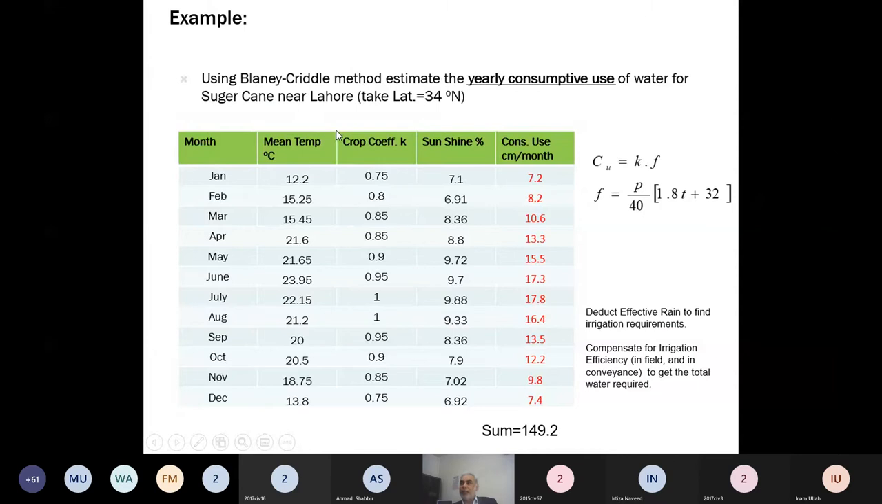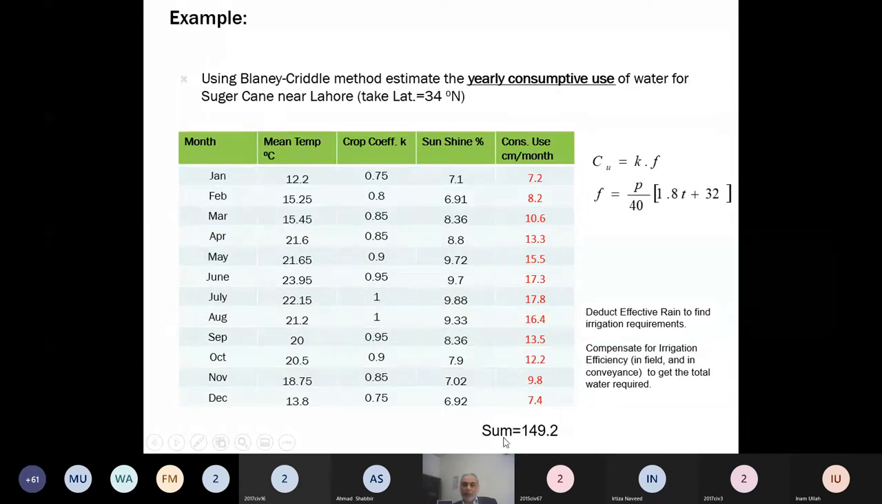Using this method, this numerical is supposed to be done by you. These first four columns will be given to you. What is the mean temperature at that place? What is the crop coefficient for the crop which we are studying? What are the sunshine hours for that month? Then consumptive use can be calculated using this formula as mentioned earlier. If we can repeat it for every month, if this crop is of yearly duration, like sugarcane, it should be for the whole year. So then the monthly crop water requirement or consumptive use can be calculated using this formula, and we can sum them together.